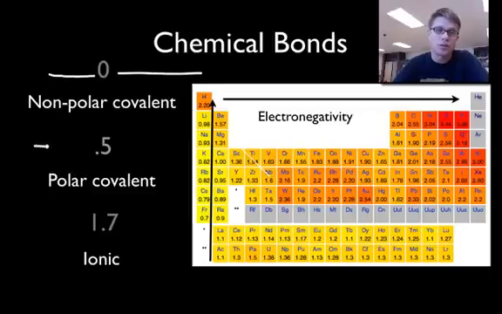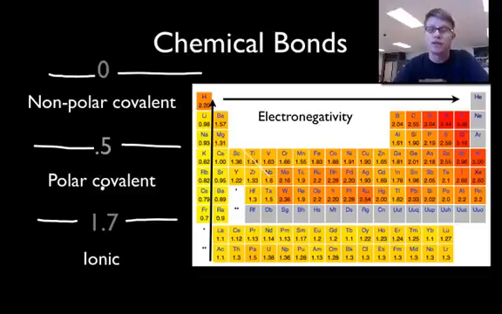If you have an electronegativity difference between 0.5 and 0, it's a nonpolar covalent bond. If your electronegativity difference is between 1.7 and 0.5, then it's a polar covalent bond, and if it's above 1.7, then it's ionic. Now, first thing I need to talk about is electronegativity.